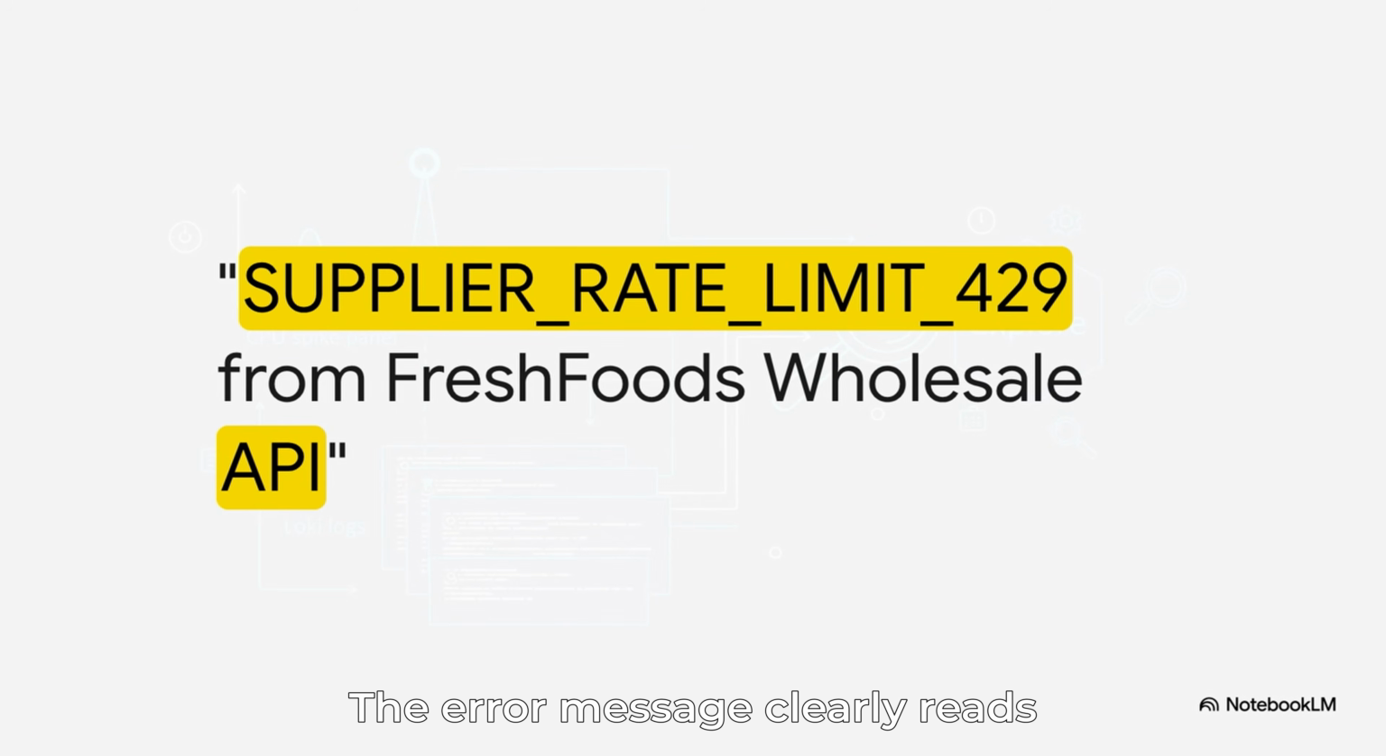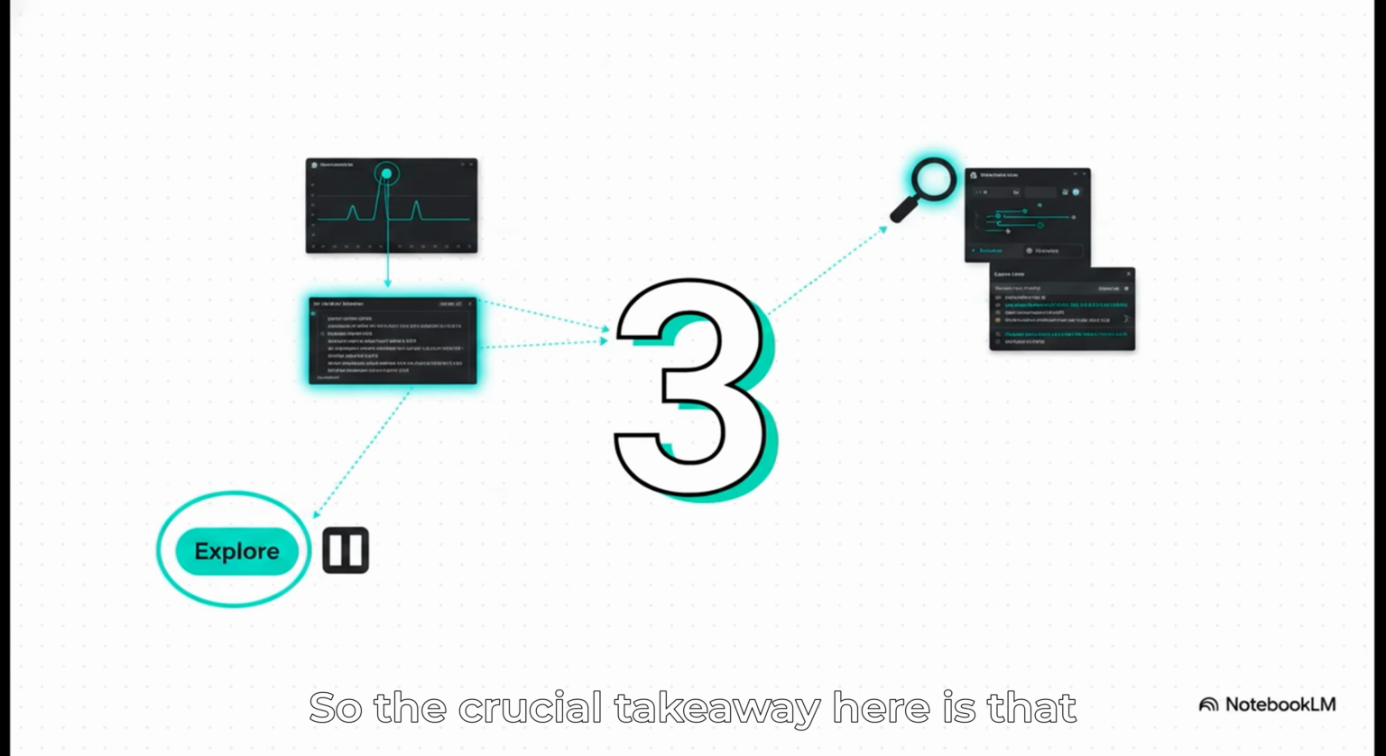The error message clearly reads supplier rate limit 429, coming from the Fresh Foods Wholesale API. Our external supplier had started rate limiting our requests. By structurally connecting that Prometheus metric spike to the Loki logs, the automated correlation walked us right to the confession. Case closed. So the crucial takeaway here is that number 3, this entire root cause analysis, from the very first pager alert to isolating the exact external API failure, was completely wrapped up in under 3 minutes.